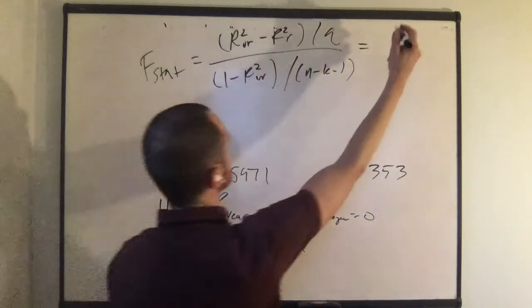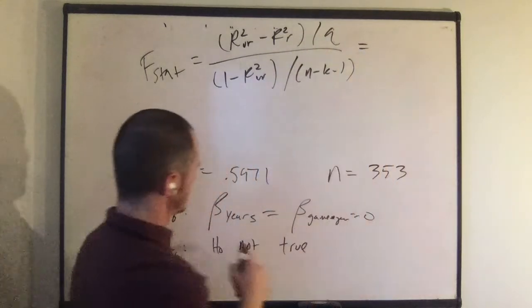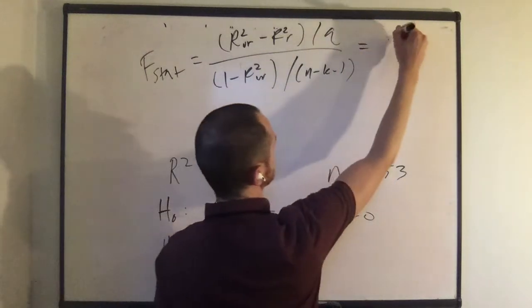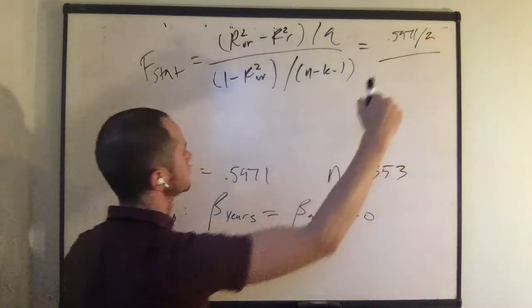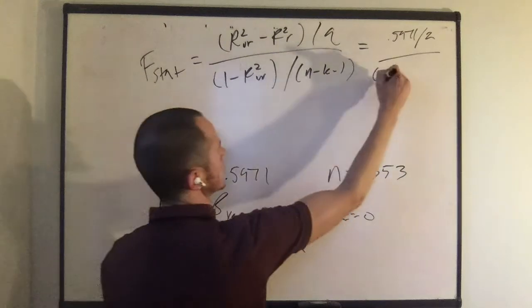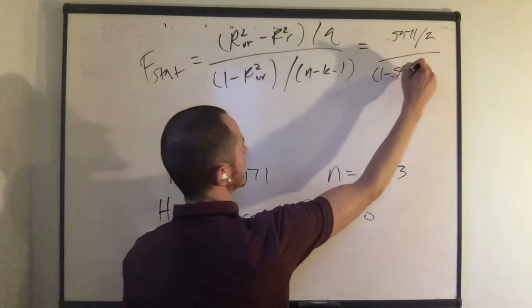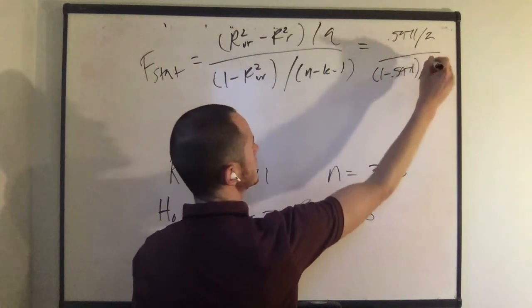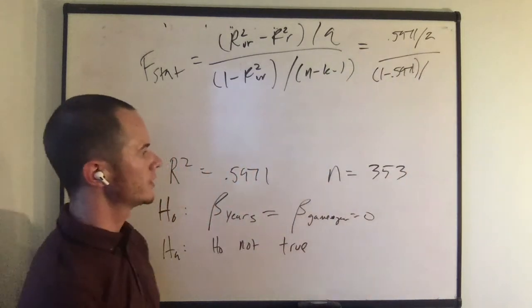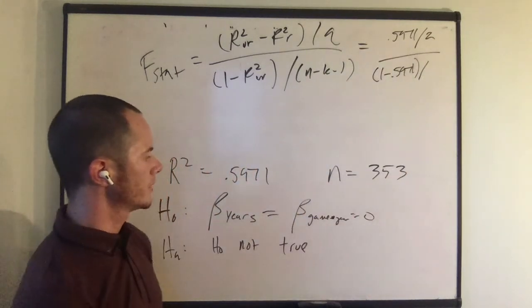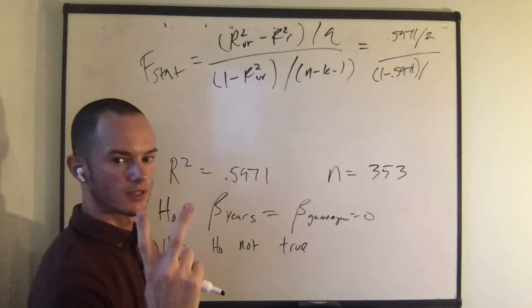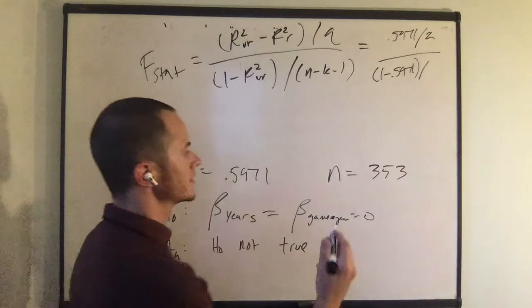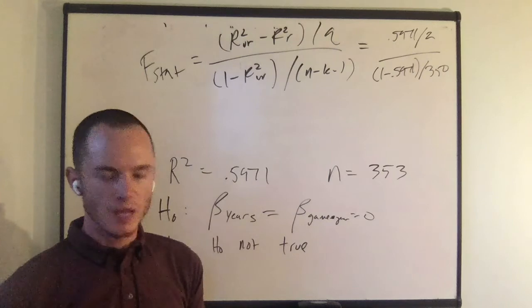And so this comes down to 0.5971 divided by 2, all over 1 minus 0.5971 divided by n minus k minus 1. So we have 353 minus 2 included variables minus 1. So 353 minus 3 gives us 350. So let's finish out this hypothesis test.